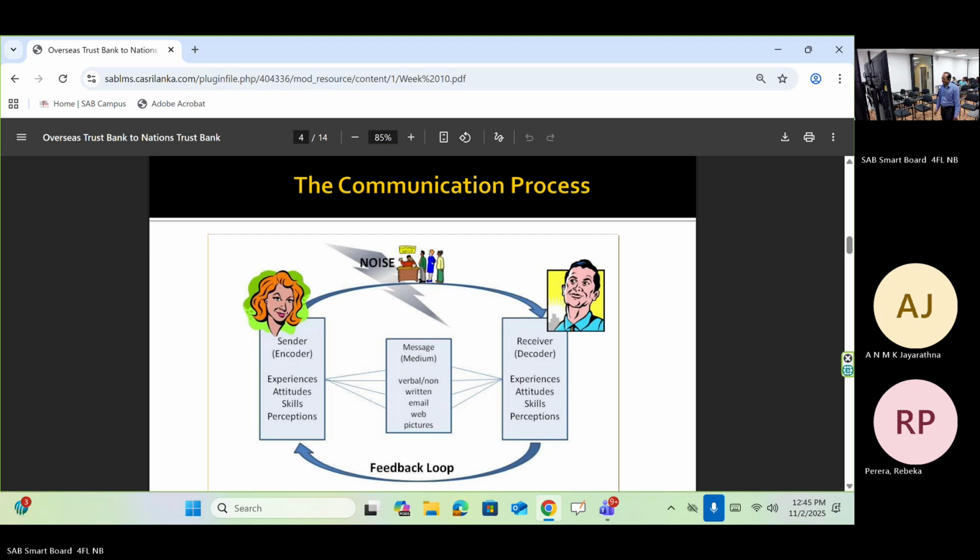Then receiver. Both are there through channels. Right.